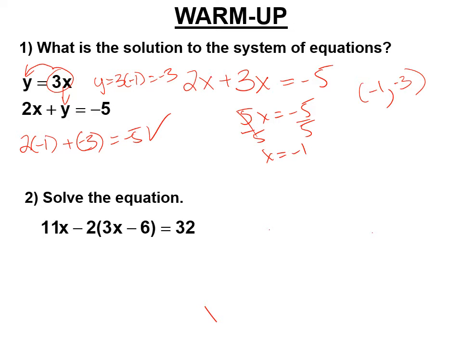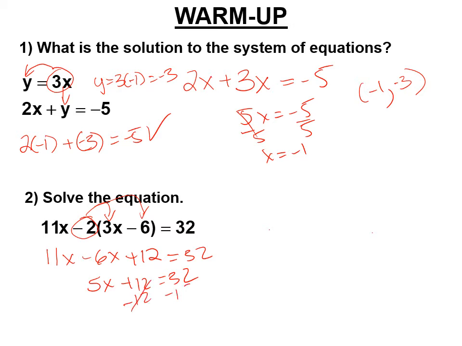So today we're going to be doing a little more advanced version of the same thing. It's the same method, and we're going to have to remember how to distribute, especially distribute a negative. When you have this situation, you're distributing a negative 2 here. So we have 11x minus 6x plus 12, since negative 2 times negative 6 equals 32. Combine our like terms: 5x plus 12 equals 32.